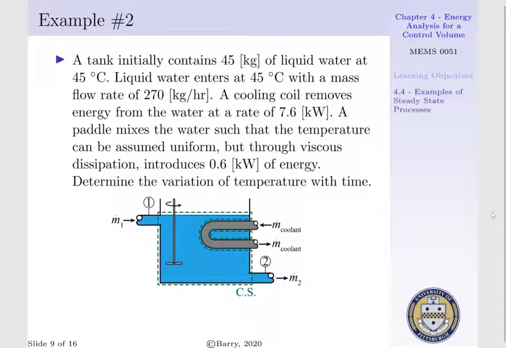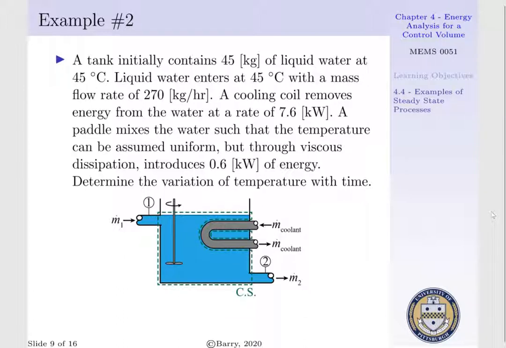A paddle is used to mix the water such that our temperature can be assumed uniform throughout, but through viscous dissipation, we introduce 0.6 kilowatts of energy. We want to determine the variation of temperature with respect to time. Schematically, we can show the system.